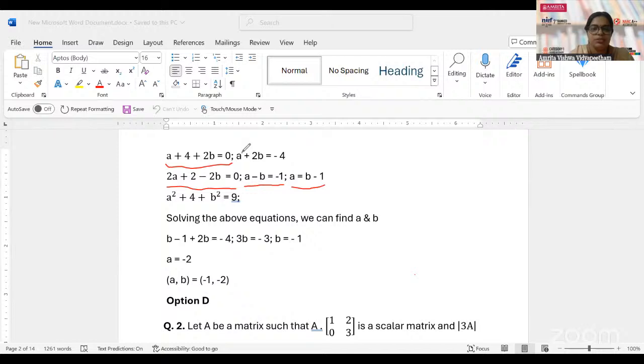I can substitute it in any of the equations. This one, let's say B minus 1 plus 2B equal to -4. So it becomes 3B is equal to -3, then B is equal to -1. Once you have B, substitute in A minus B equal to -1, and you'll get A. So this is how you solve this question.